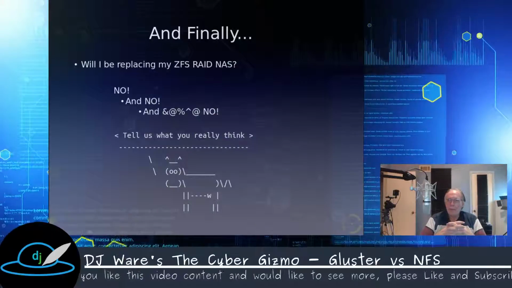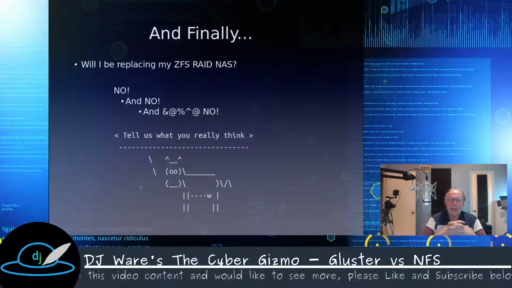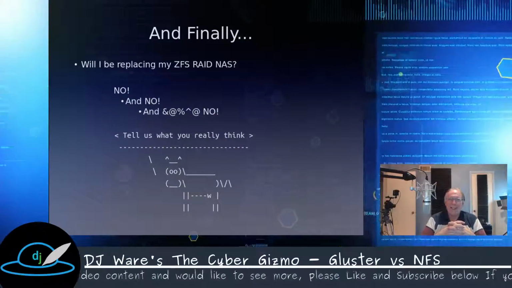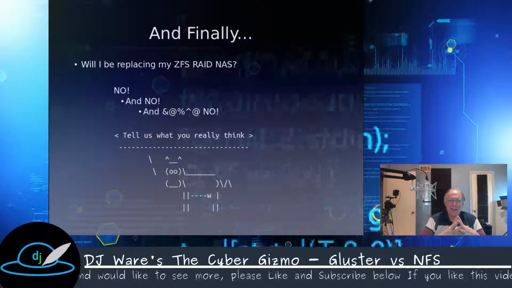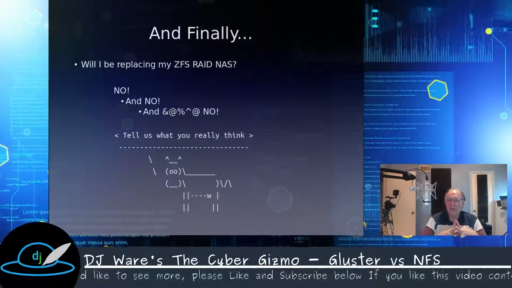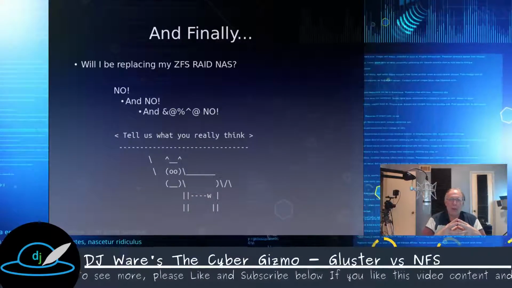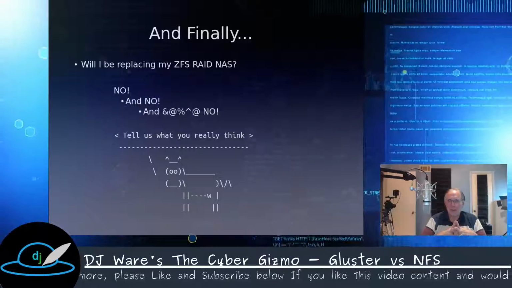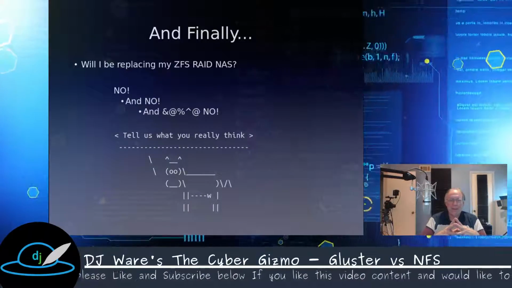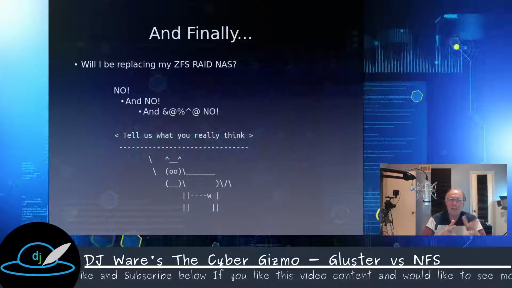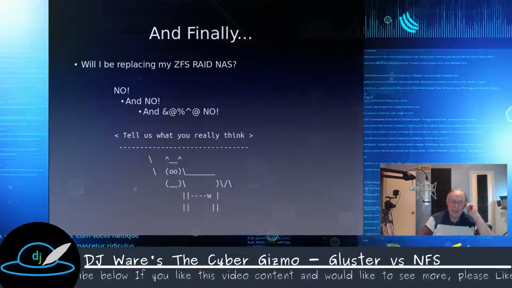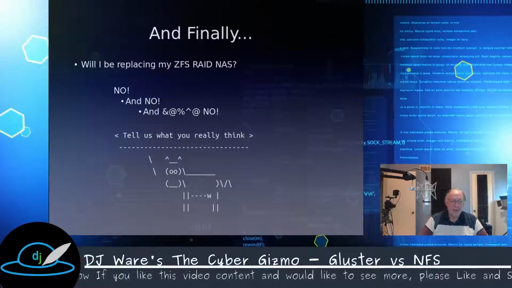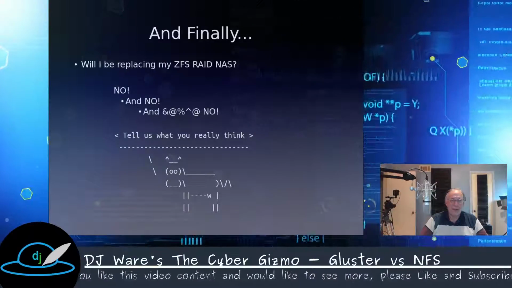So will I be replacing my ZFS RAID NAS? No. I do use Gluster, but I don't use it for a NAS. And that's simply because that involves small file workloads, and Gluster isn't good at that. But if I was storing a lot of video, which I probably will be in the future, then I might consider that and do that for storing some of the videos here.